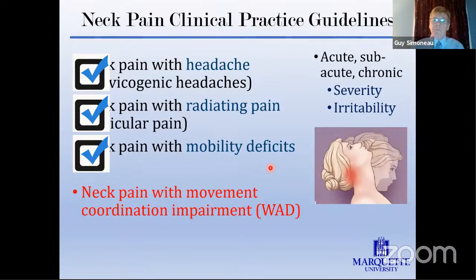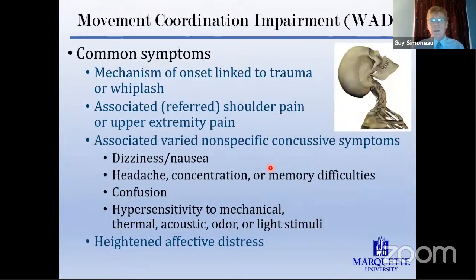So that leaves us with the more complex of the groups, which is our neck pain with movement coordination impairments, which is our WAD, or whiplash associated disorders, group. So the symptoms we may have, and again, look at this as a group with a tremendous spectrum in terms of severity and irritability. You'll have people that after their car accident, after their traumatic event to their neck, have just a little bit of pain and disability, to people you've seen in your clinic, I'm sure, that can hardly move at all and are in very serious discomfort, very severe, very irritable conditions. So a very wide spectrum of people in that clinical population.